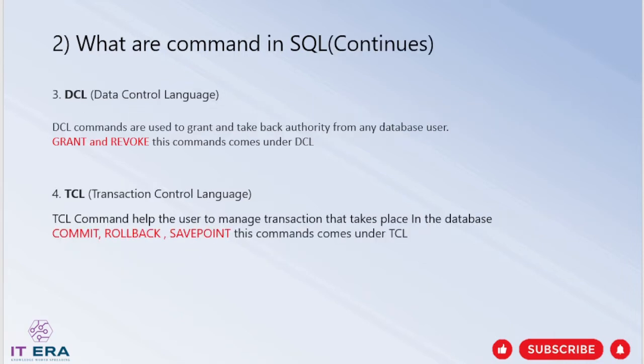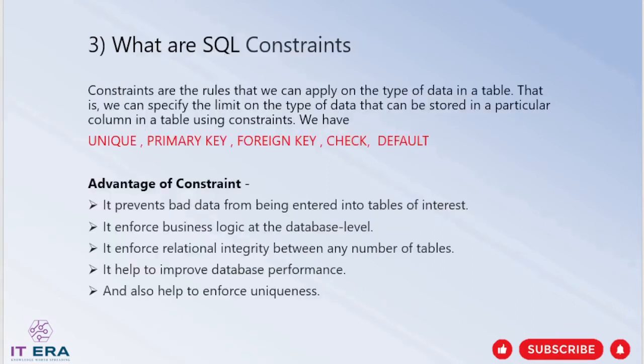To continue, next will be DCL. DCL is data control language. DCL commands are used to grant or take back authority from the database user. Grant and revoke, these commands come under the DCL. TCL will be transaction control language. TCL commands help the user to manage the transactions that take place in the database. Commit, rollback, savepoint. These commands come under the TCL.